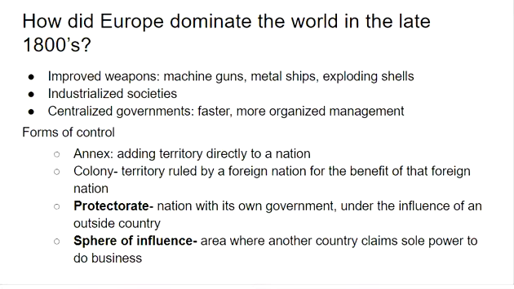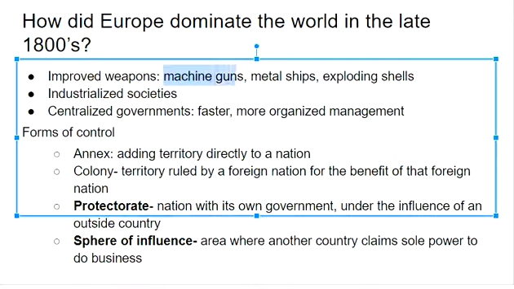Finally, how did the Europeans dominate the world? What allowed Europeans to take control? They had improved weapons. We're going to see the development of the machine gun, metal ships, exploding shells, which are like bombs. The industrialized societies have a lot of money, which equals power, and they have centralized governments, which will make it more effective for them to conquer and control other lands.